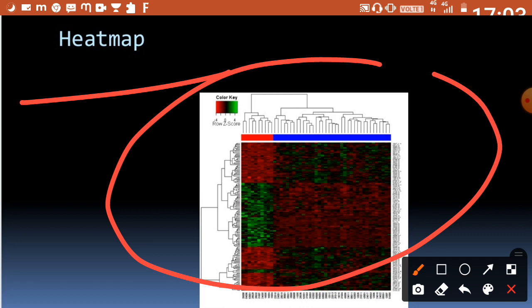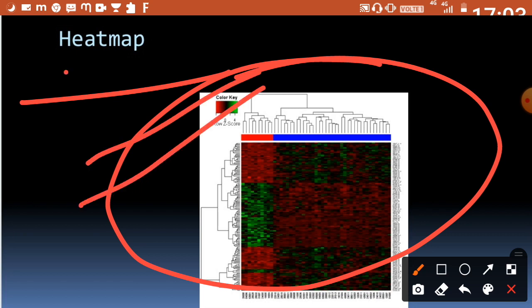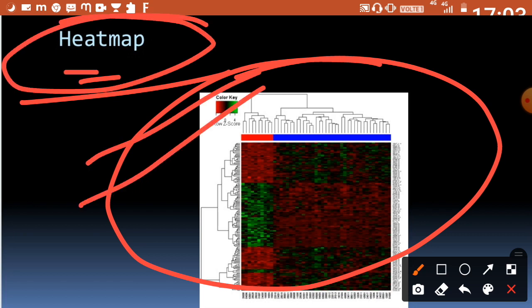By using a computer and some type of software, we can plot the heat map. Actually, it's not that we can't plot these graphs on pen and paper, but it's a bit harder. It's a bit easier to plot them on a computer. So this is your heat map, the result of a microarray experiment.